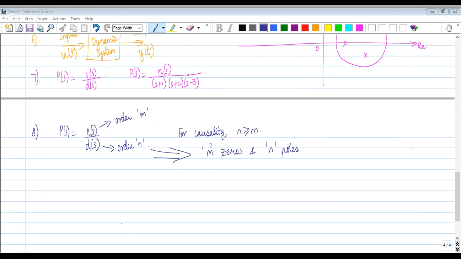So if your system is stable and all the poles are in the left half of the complex plane, then any bounded input is essentially going to result in a bounded output. So that is the response to that question by Abhishek.